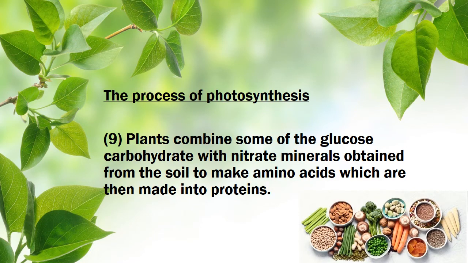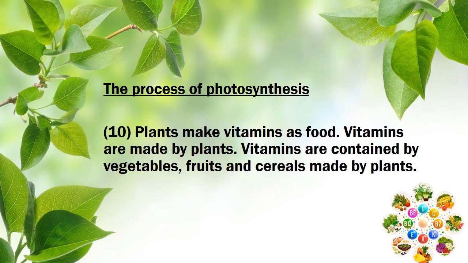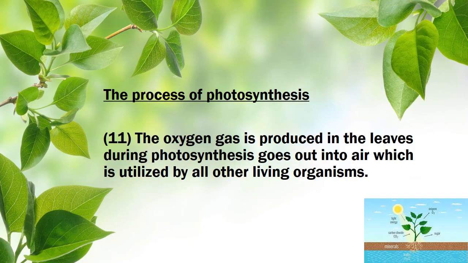Plants combine some of the glucose carbohydrate with nitrate minerals obtained from the soil to make amino acids, which are then made into proteins. Plants make vitamins as food. Vitamins are made by plants. Vitamins are contained by vegetables, fruits and cereals made by plants. Oxygen gas is produced in the leaves during photosynthesis and it goes out into the air, which is utilized by all other living organisms.